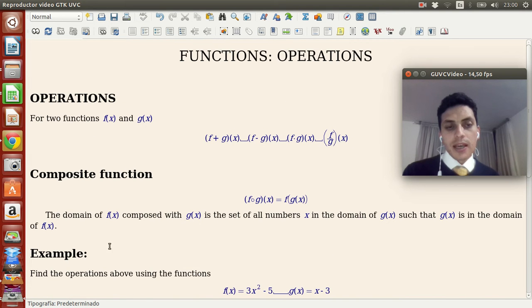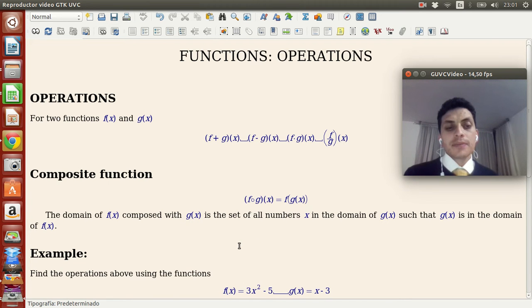And the domain of f composed with g is the set of all numbers x in the domain of g of x such that g of x is in the domain of f of x. So imagine that we have three different sets: one set is x, the other set is g of x, and the other set is f of x. X will be the first domain. This domain is going to be applied on g of x to have the range of g of x, but the range of g of x we're going to use as the domain of f of x. That's the composite function.